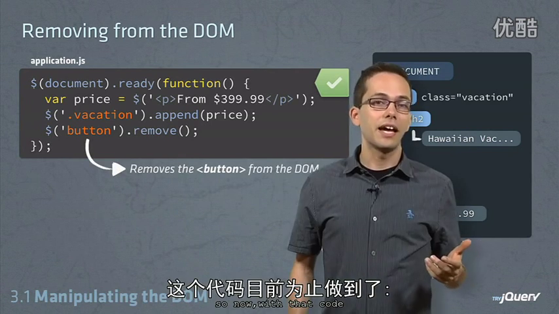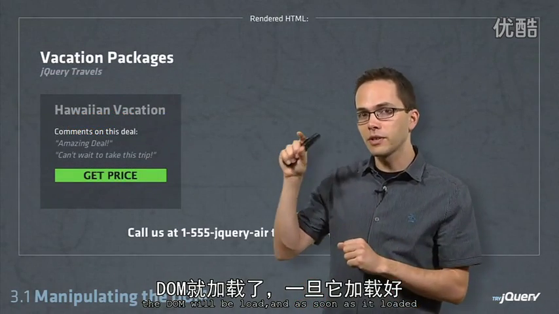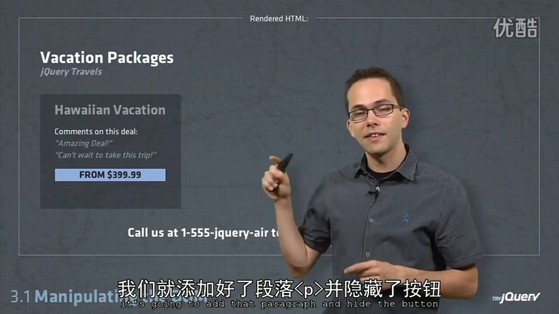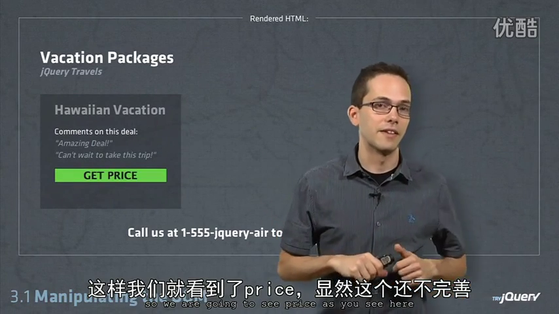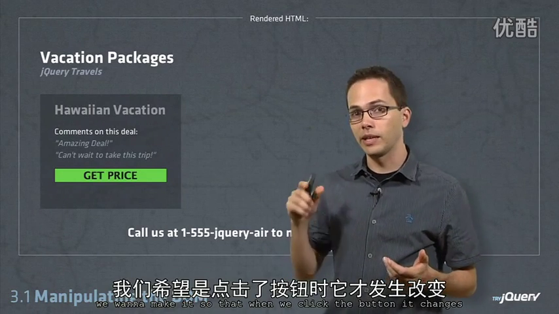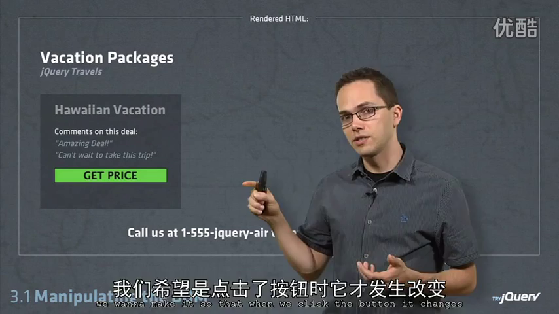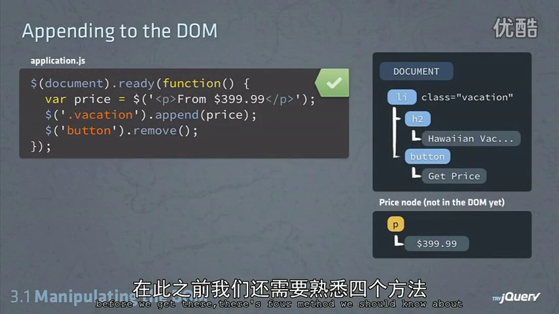So now with that code, when we load up the page, the DOM is going to load, and as soon as it's loaded, it's going to add that paragraph and hide the button. So we're going to see the price like you see there. Now, obviously this isn't complete. We want to make it so that when we click the button, it changes, which we'll get into in the next section. But before we get there, there are four other methods you should know about.